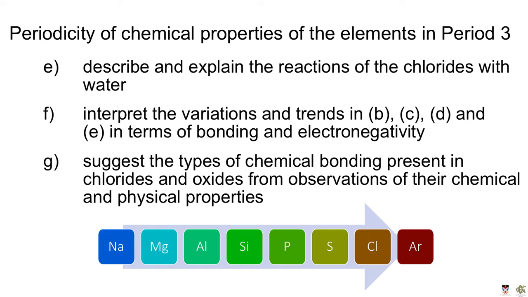So B, C, and D refer to the trends and variations that we've covered in previous lessons. We have to explain these in terms of bonding and electronegativity, and we have done that as we've worked through the different trends. And then lastly, you should be able to suggest the types of chemical bonding present in chlorides and oxides if they give you certain observations of their chemical and physical properties. So based on what you've seen in the previous few lessons, if they give you certain observations, you should be able to suggest the identity of some unknown chlorides or unknown oxides.